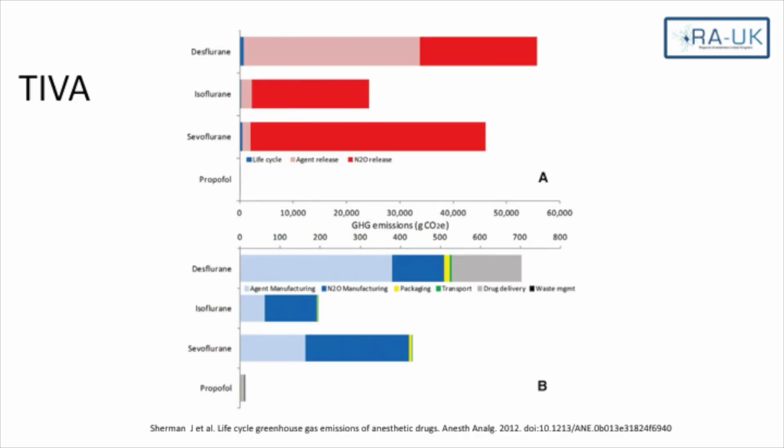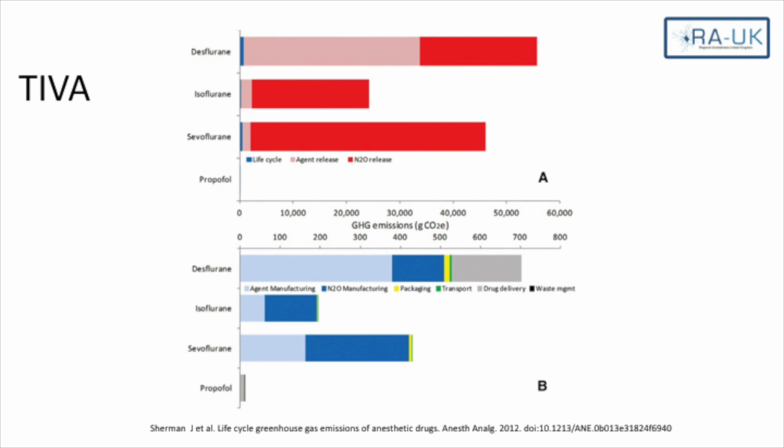How about TIVA? Lots of people now are talking about the environmental benefits, but how green is it? This is the main landmark study by Jodi Sherman at Yale and colleagues, looking at the different agents and calculating their greenhouse gas emissions throughout the entire life cycle. The top plot looks at the entire greenhouse gas effect and demonstrates that it is not manufacture, but the release of the agent into the atmosphere that causes the greatest damage.